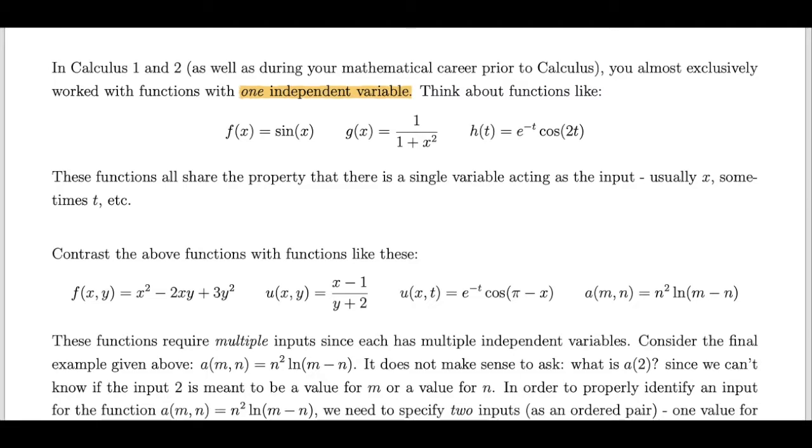In contrast, consider functions like these that I've listed here. This first example is f of x comma y equals x squared minus 2xy plus 3y squared. Now this function has two independent variables. Two inputs are required in order to evaluate this function. And those two inputs are manipulated according to the formula provided on the right-hand side. The same is true for these other examples.